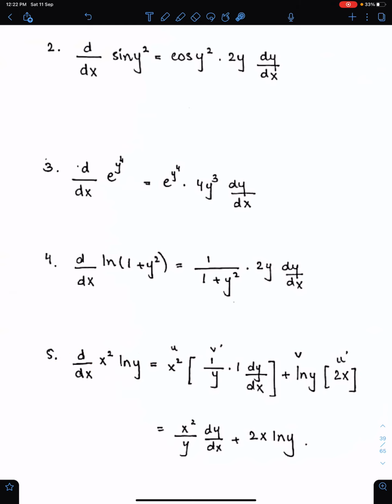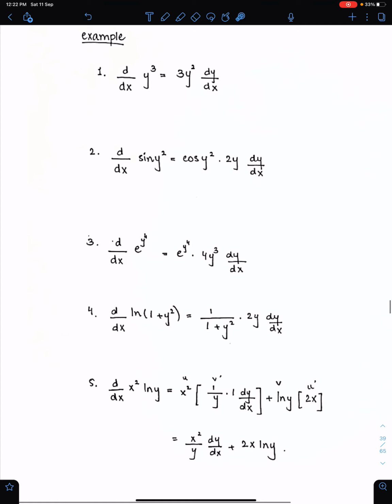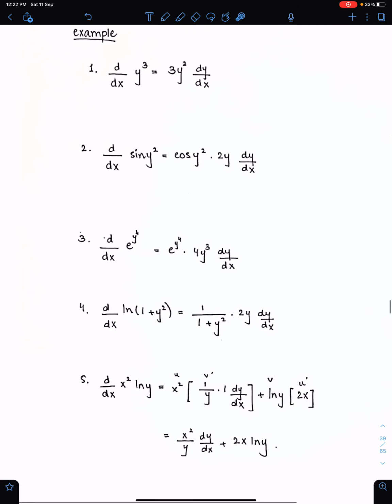this is u, and this is v. So according to uv rule, copy x square here, u here, and the differential of ln y will be 1 upon y. Differential of y is 1, and you must multiply this with dy upon dx because y is implicit. Now copy v and differentiate u. This is the simplified form. You can take the screenshot of this page if you want. These examples are very important.